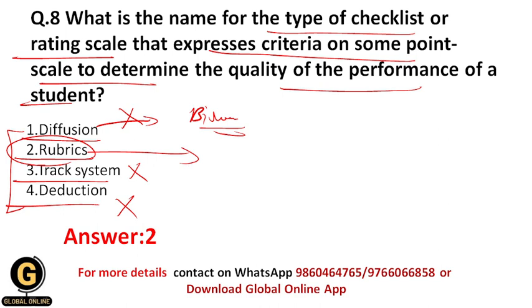The purpose of rubrics is to provide tools for systematic recording and observation, and provide tools for self-assessment basically. And that's why you should understand here that rubrics are a type of checklist or rating scale, useful to give some criteria on some point scale so that we can determine the quality of the performance of a student. That's why your correct answer should be 2 over here.